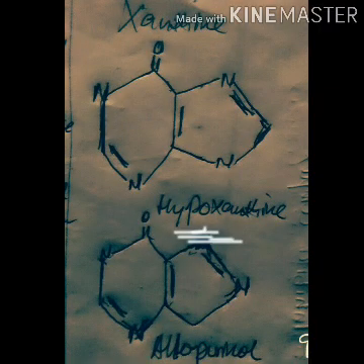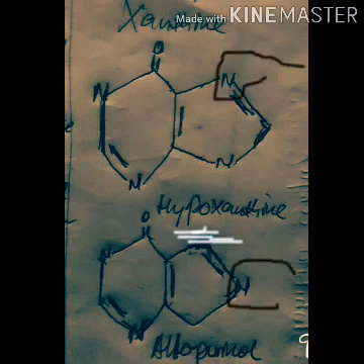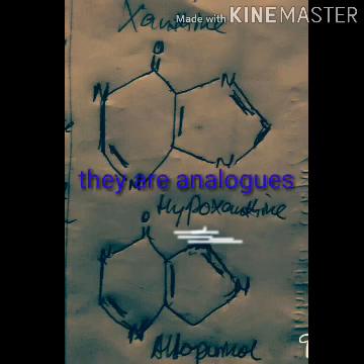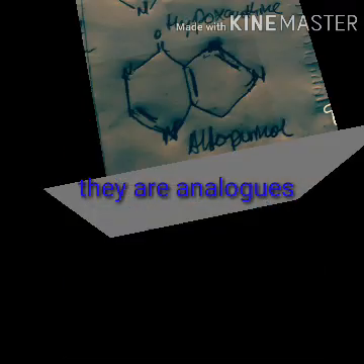So here is hypoxanthine and here is allopurinol. They look alike, with just a difference in the position of the nitrogen, and they are all substrate analogs or structural analogs.